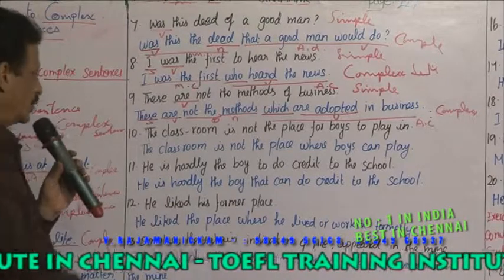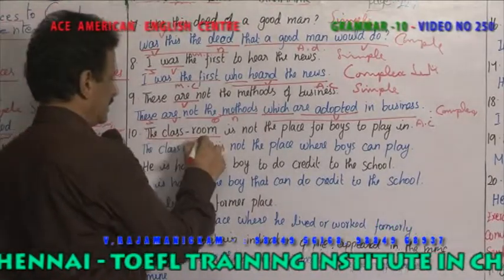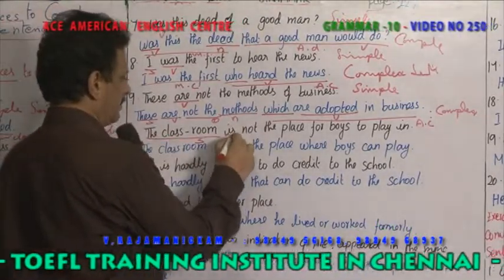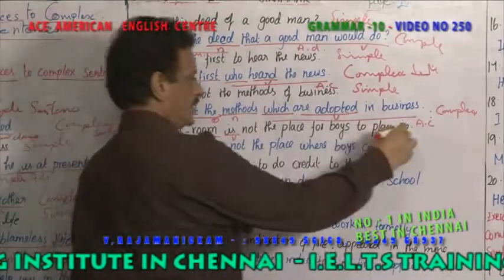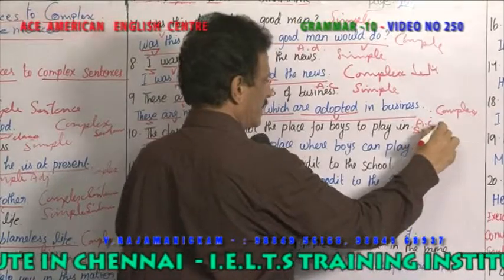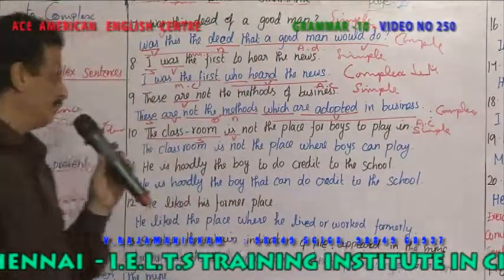The classroom is not the place for boys to play in. The classroom is the subject. Is the verb. Not the place for boys to play in. To play is not a verb. So it is a simple sentence. Only one verb is there. Now you have to change this into a complex sentence.